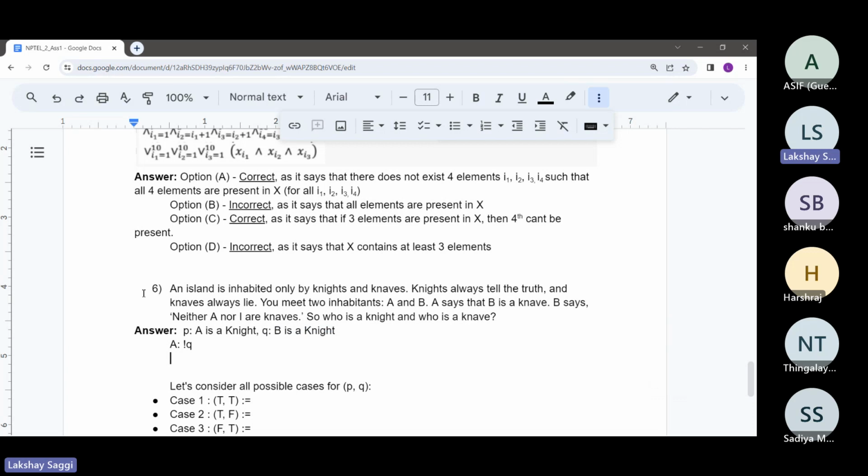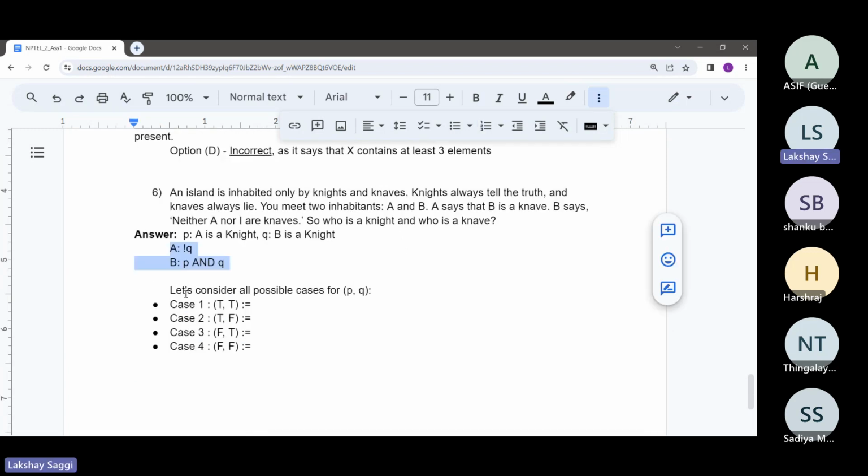And B is saying neither A nor B are knaves. So B is saying that A and B both are not knaves. So B is essentially saying that both are knights. B is saying something like this: that A is a knight as well as B is a knight, because neither A nor B are knaves. So both can only be knights. So these are the two statements which A and B are making.